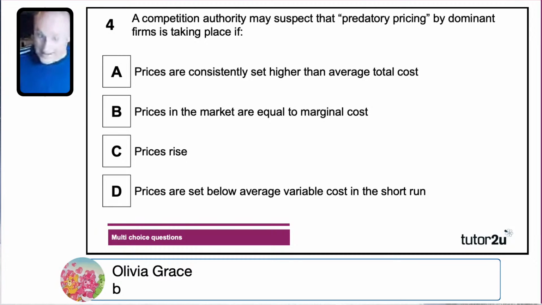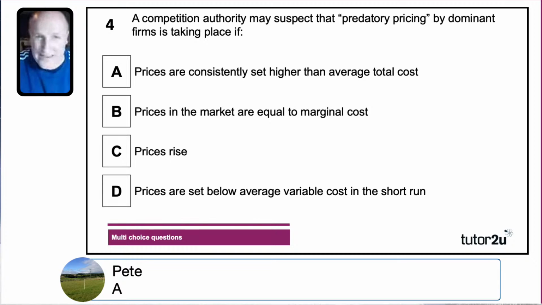A competition authority may suspect that predatory pricing by a dominant firm is taking place. If what? So you need to know the difference between limit pricing and predatory pricing. Predatory pricing is illegal if the competition authorities can prove it. And there's actually relatively few examples of predatory pricing in recent vintage. It's very hard to prove.